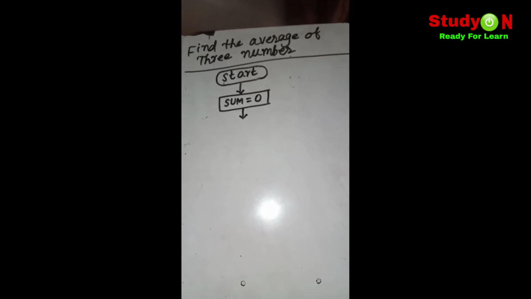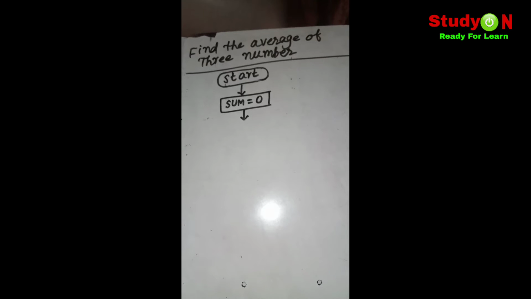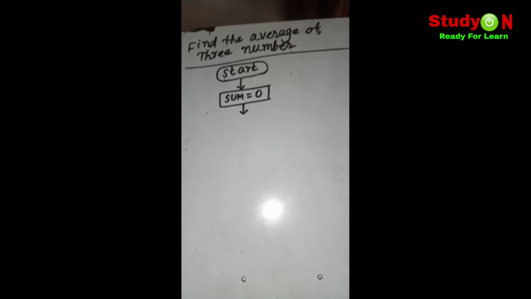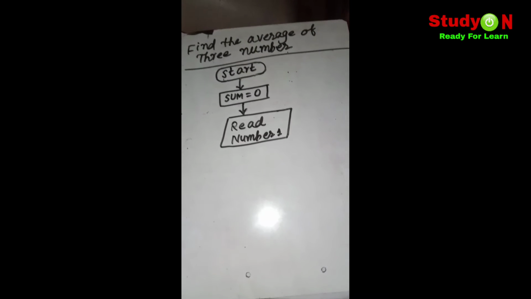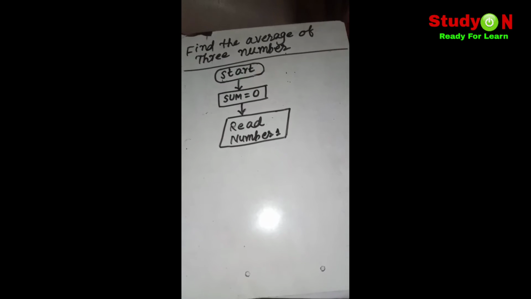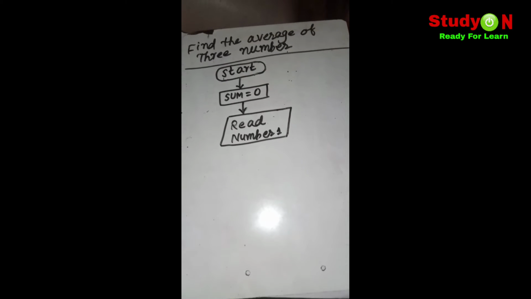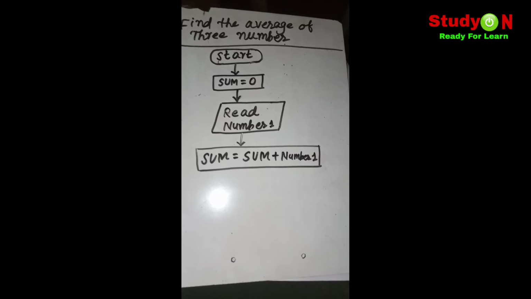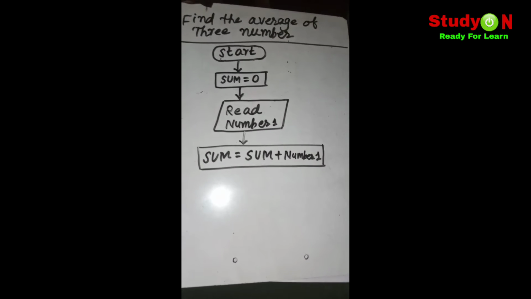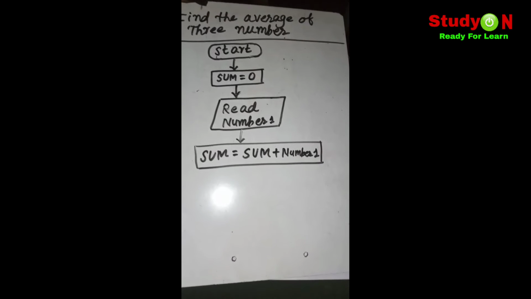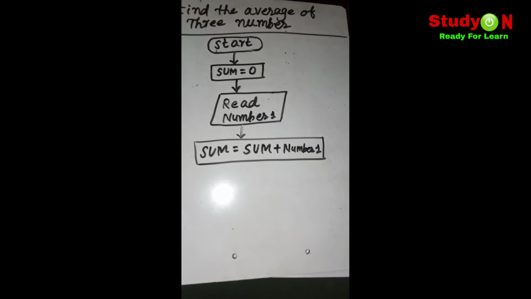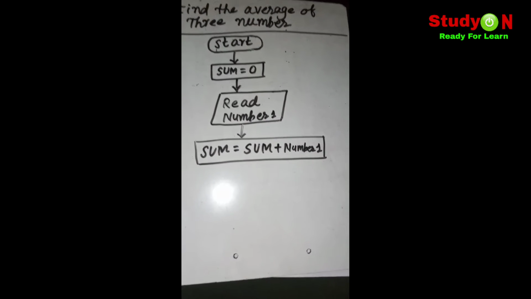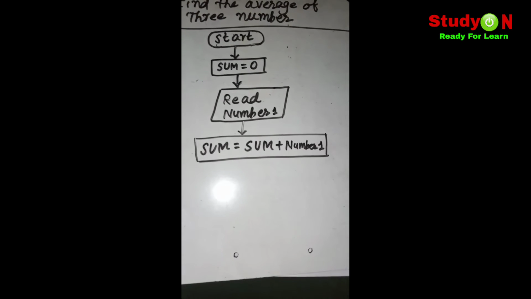We take the first number as input in a parallelogram box. After reading the first number, we calculate the sum of the first number with the initialization of sum equal to 0. After calculating the sum of the first number, we read the second number and calculate the sum of the second number with the sum of the first number. Then after reading the third number, we calculate the sum with the sum of the second number.